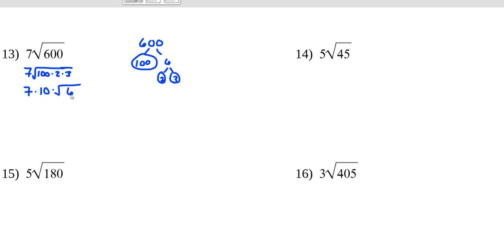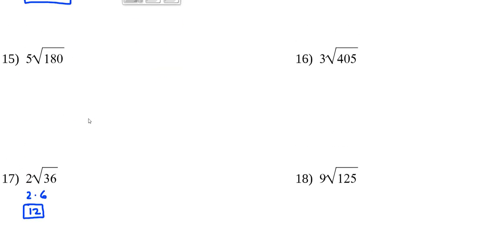On number 15, 180 breaks down into, I'm thinking 90 times 2. 2 is a prime. 90 is 9 times 10. 9 is a perfect square. And 10 is 2 times 5.